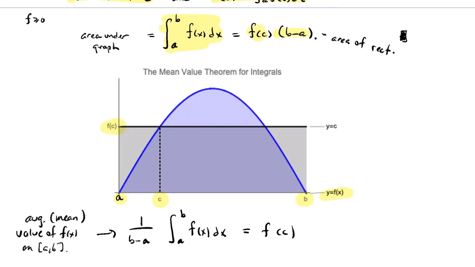So the mean value theorem for integrals is saying that the average value of your function is equal to the value of your function somewhere. Okay, so that's why it's called the mean value theorem.